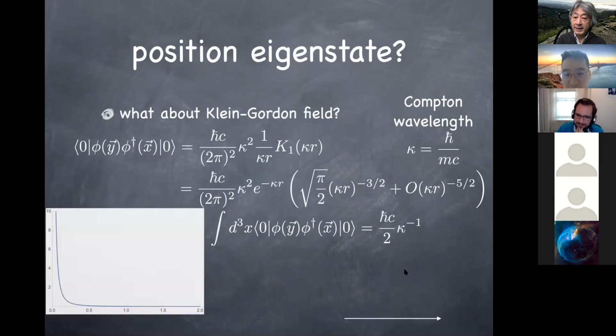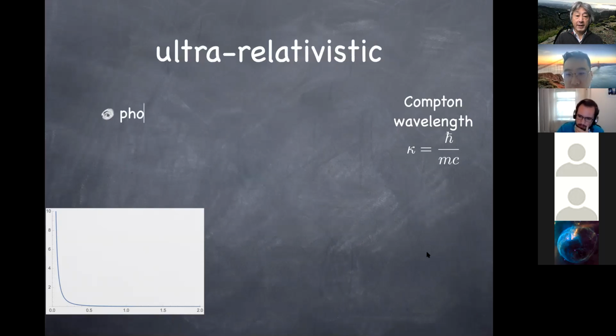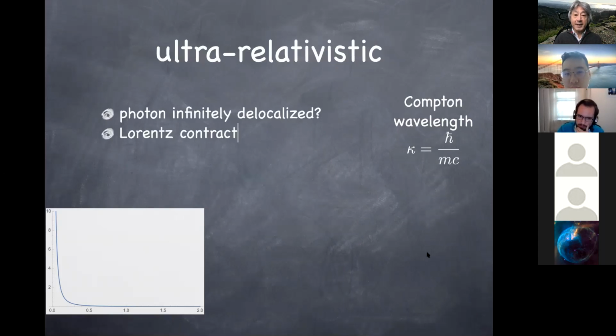But anyway, that's the explanation I can give you for what is meant by this smearing in position space. But now you might wonder the following question. If the state is necessarily smeared over the Compton wavelength, suppose you think about a massless particle, like a photon, then the Compton wavelength is infinite. So does that mean that the photon is always infinitely delocalized? And the answer turns out to be no.